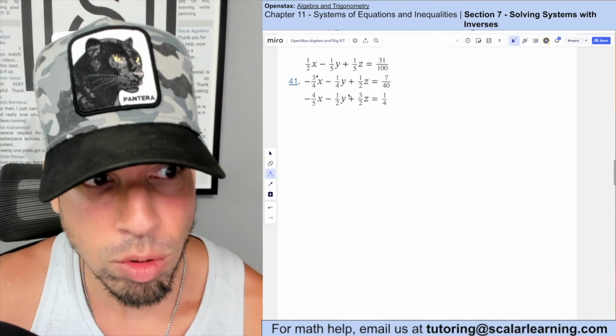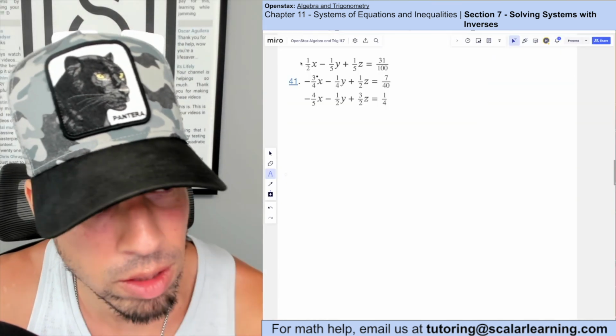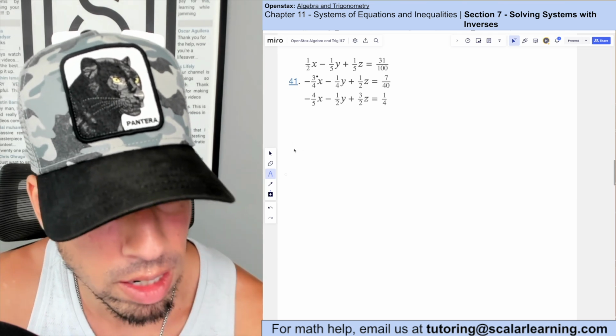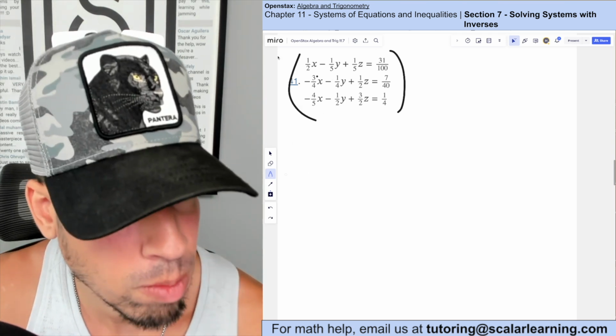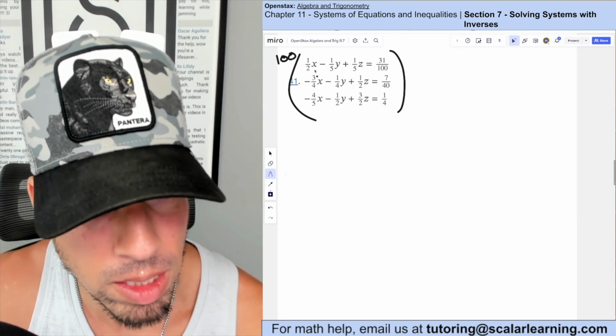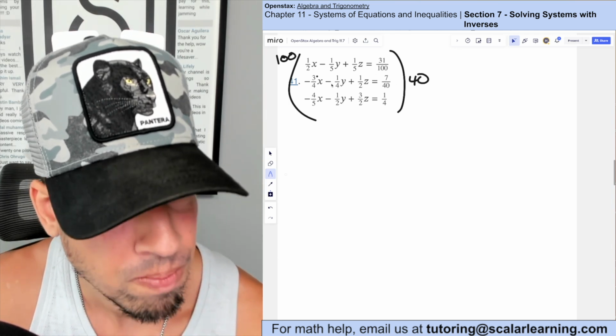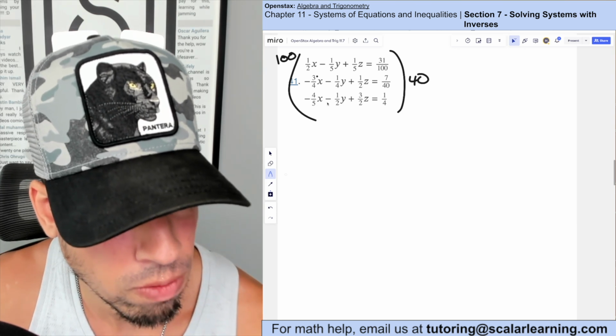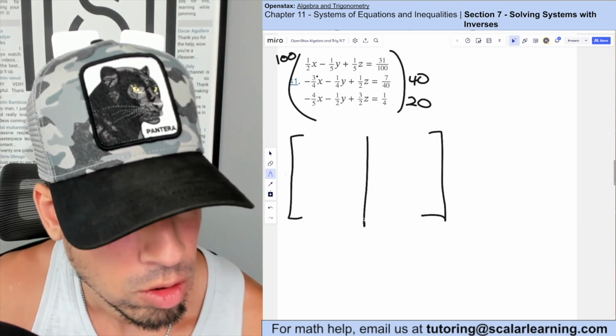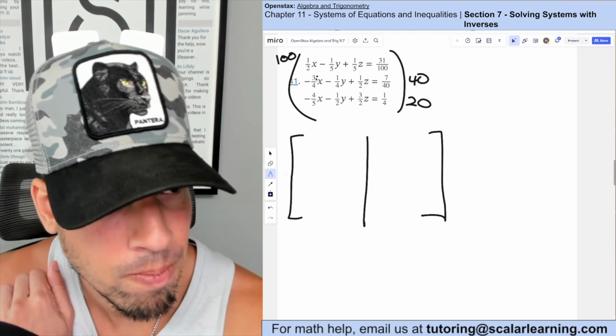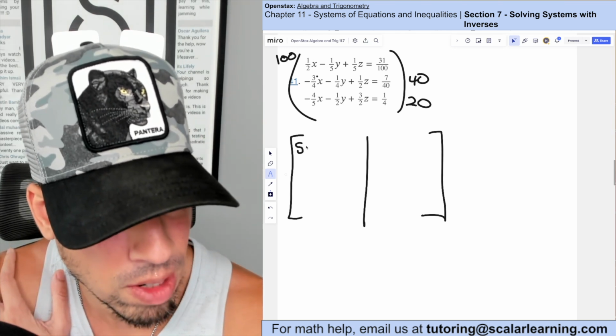Done. So for this one, we're going to start by clearing the fractions for all of these before we put it in that nice matrix format. For the top one, I'm going to multiply by 100. That's the least common denominator of 2, 5, and 100. For this one, I'm going to multiply by 40 for the second row. And for the third row, 5, 2, and 4, I'm going to multiply by 20. So now as we put this in our nice matrix format, we have 100 times a half is 50.